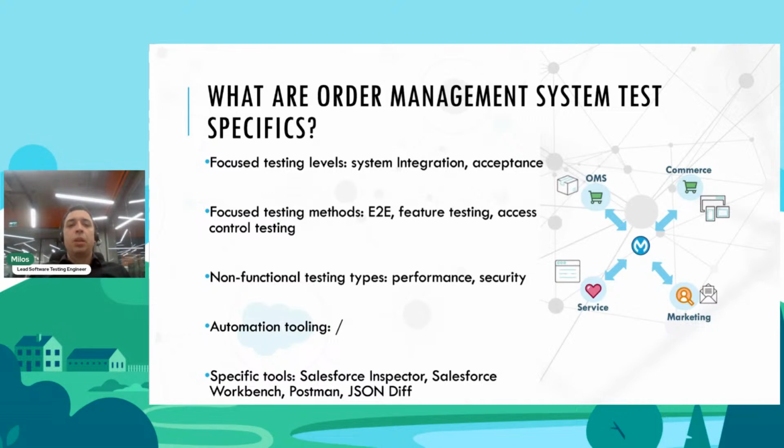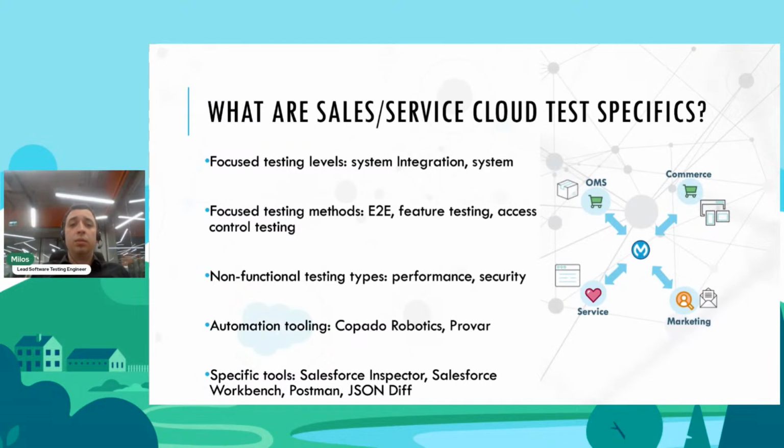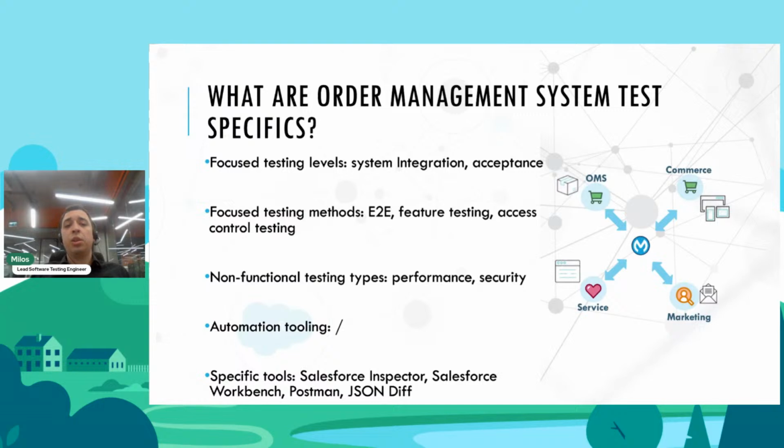Order management system. Testing levels for OMS are system integration and acceptance. OMS is a consumer of data, and it will never be alone. So you will always have stuff on other endpoints. System integration is the most important for you, and you will spend 90%, as I did, 90% of your time testing integrations.